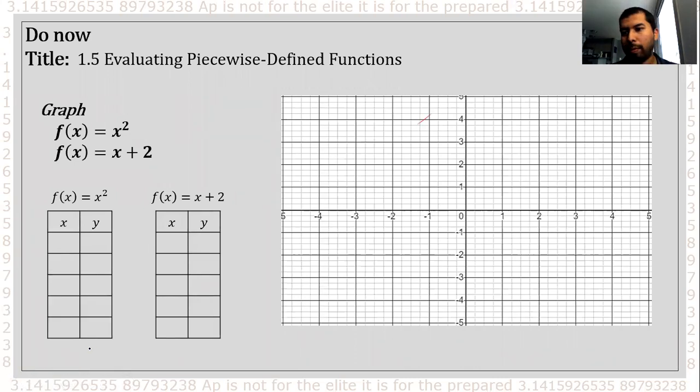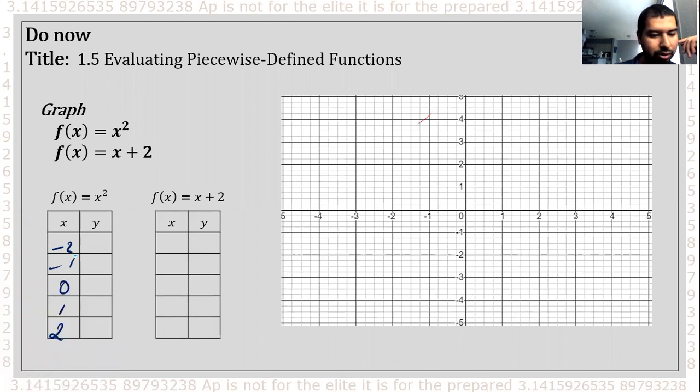But if you don't remember what the parent functions look like, you can do an XY table, which I'm going to do right here, and just put in random values. So let's graph this. I've got this function right here, x squared, and I'm going to put in a couple of values. Let's say -2, -1, 0, 1, and 2. And those are my x values.